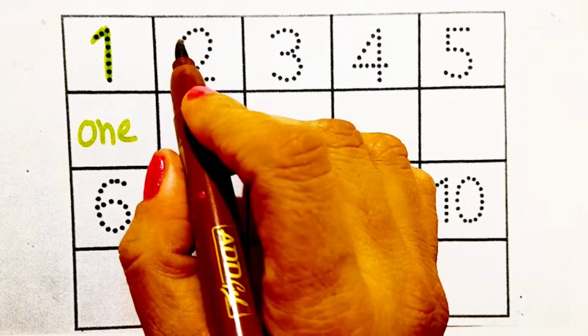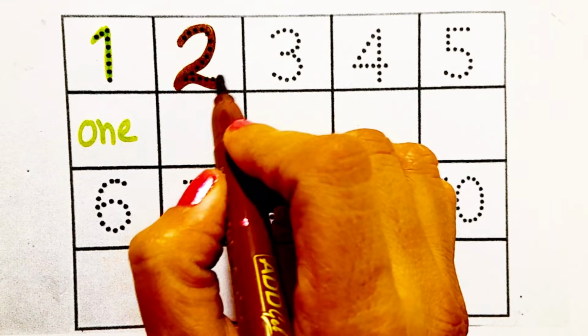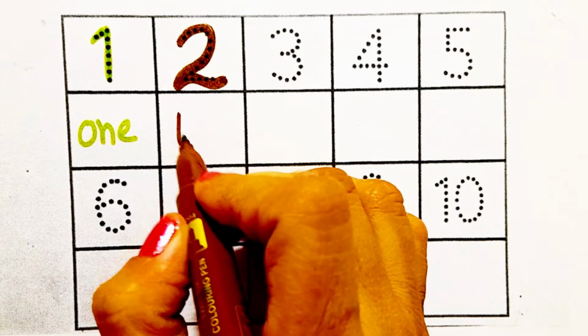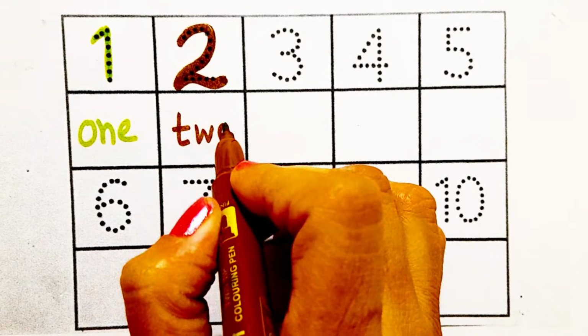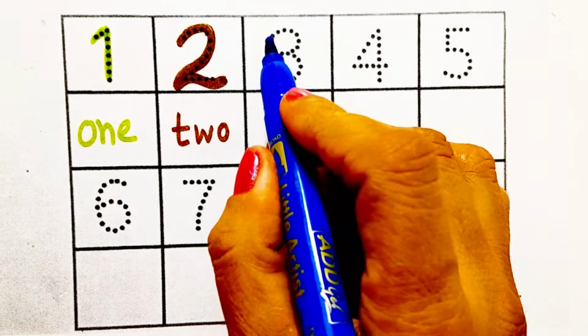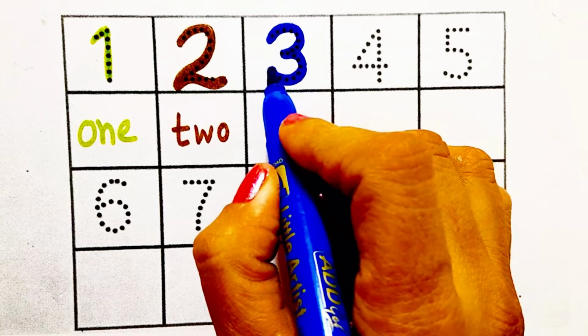O-N-E, 1. Next, the next number is number 2. Which number? 2, and the number name is T-W-O. T-W-O, 2.